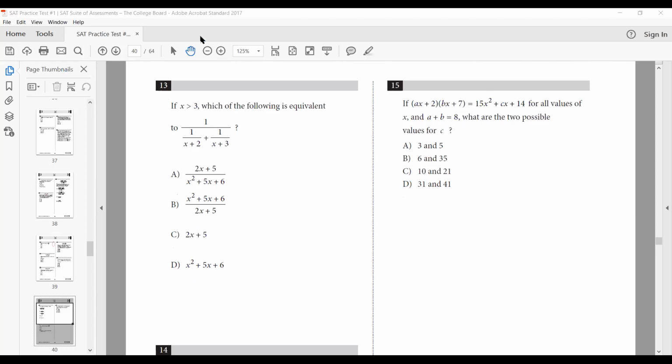Number 13. If x is greater than 3, which of the following is equivalent to this expression? This is called a rational expression, so we just try to simplify it. All right, can you guys take 1 minute to do this one and put your name behind the options?